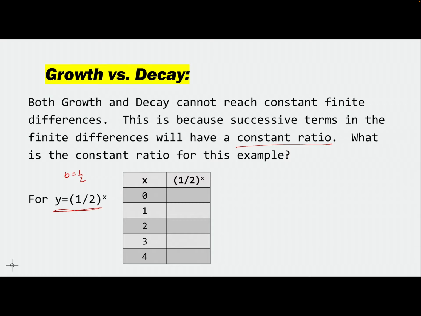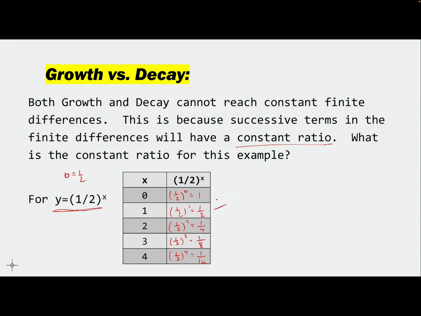So I'm going to go ahead and plug these values of x into the equation to calculate y. So a half raised to the exponent 0 is 1. Half to the 1 is a half. A half squared, I have to square the numerator and the denominator. So 1 squared is 1, 2 squared is 4. A half cubed, 1 cubed is 1, 2 cubed is 8. And then a half to the exponent 4. 1 to the 4 is 1, 2 to the 4 is 16.